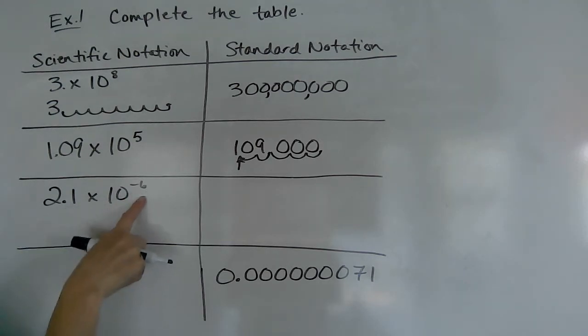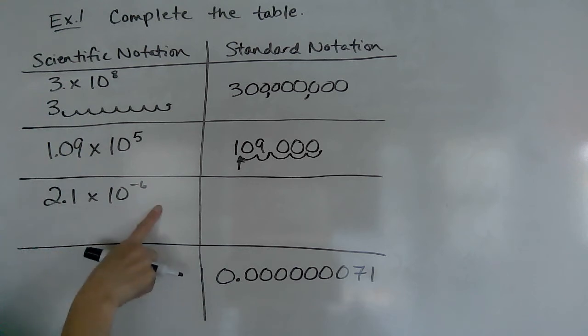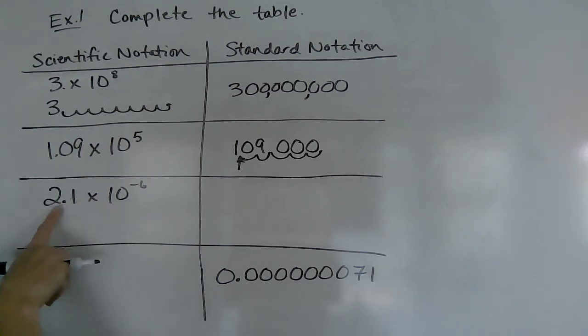2.1 times 10 to the negative 6, we're going to translate that into standard notation. This is telling us we are making a small number. The decimal's sitting here. We're going to move it 6 times. We are not going to move it to the right 6 times. If we move it to the right 6 times, we're creating a large number. We need to move it to the left 6 times.